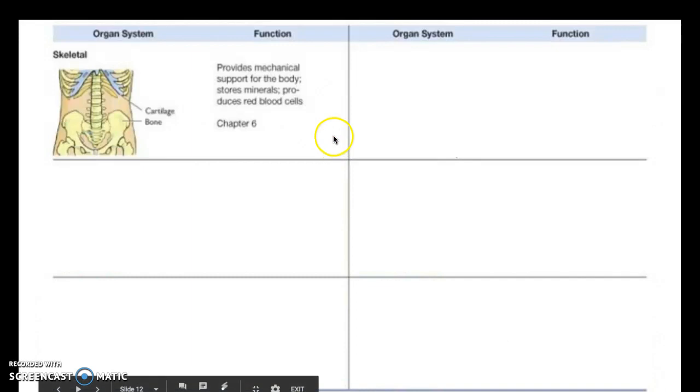The skeletal system's major role is to provide mechanical support, and it stores some minerals. It also produces red blood cells in your bone marrow. The major organs would be just bones, cartilage. If you wanted to list some specific bones that you know of, like the skull, the femur, the rib cage, you can list them separately if you want.